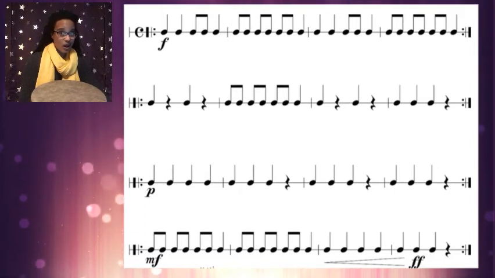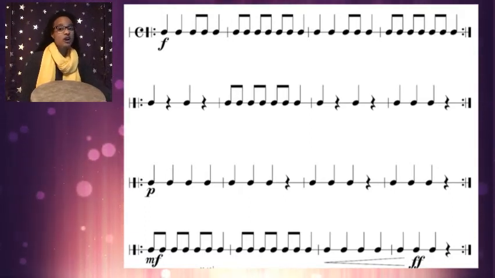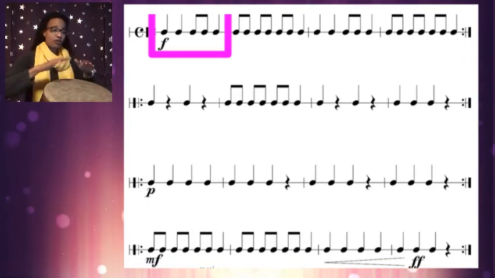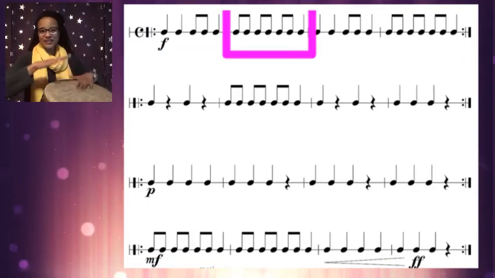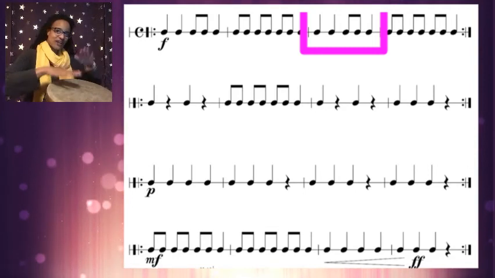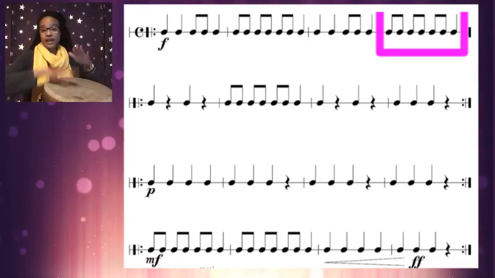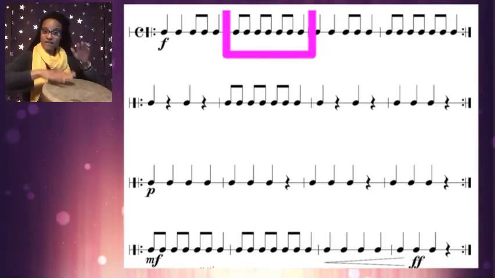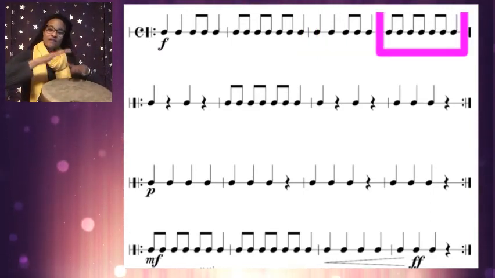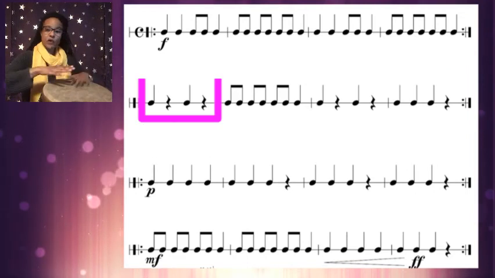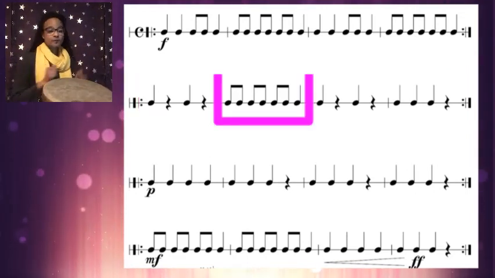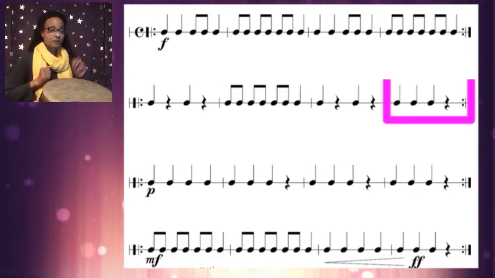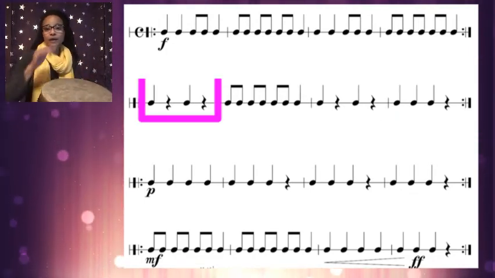Remember to count out loud as you play and try to remember all the dynamics. 1, 2, 3, and 4. 1 and 2 and 3 and 4. 1, 2, 3 and 4. 1 and 2 and 3 and 4. 1, 3. 1 and 2 and 3 and 4. 1, 3. 1, 2, 3. Repeat.